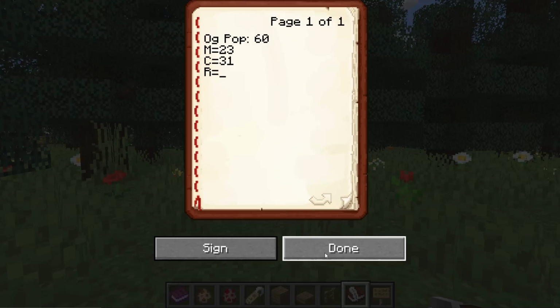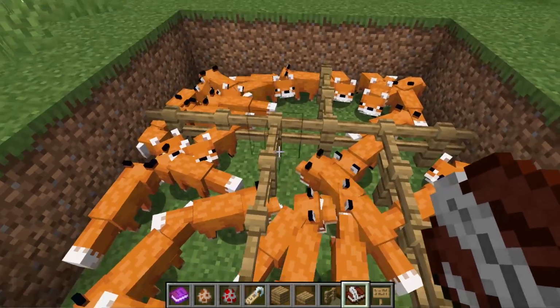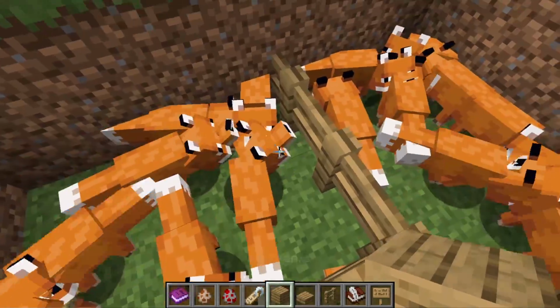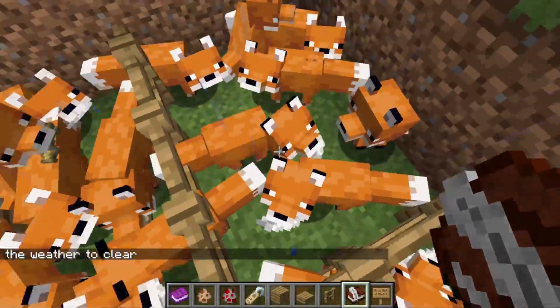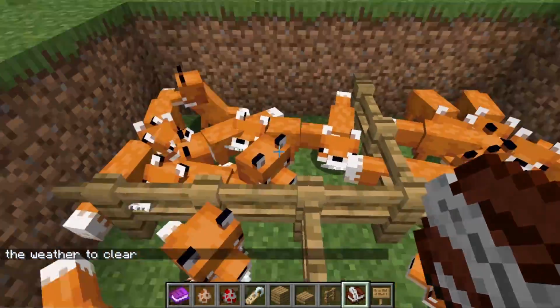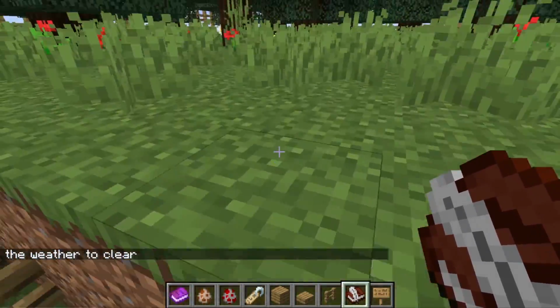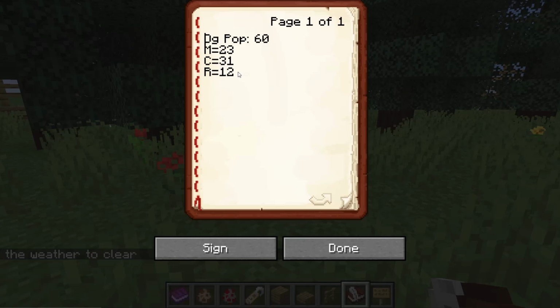Now I should define R, which is recaptured. So I need to go and look for how many are recaptured with the mark. Okay, so I've searched around and I have found 12 individuals that have been marked. So I wrote down 12. Now we're going to put that into the equation.